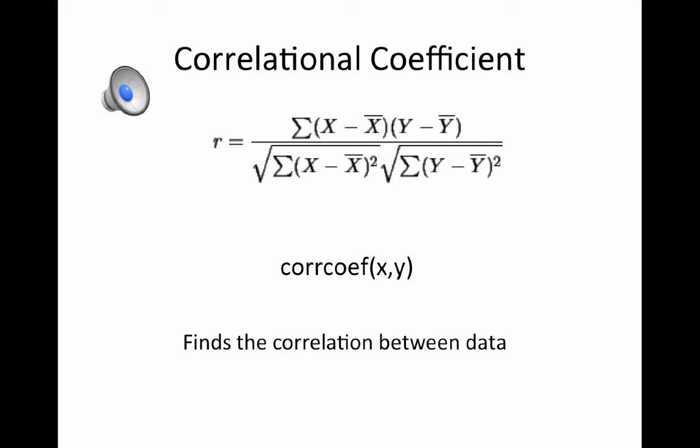Next is the correlation coefficient, which is basically the covariance over the square root of the variance times the variance. The equation is the sum of x sub i minus the mean of x times y sub i minus the mean of y, all over the square root of the sum of x sub i minus the mean of x squared times the square root of the sum of y sub i minus the mean of y squared. In MATLAB, the function is corrcoef, core coef of x comma y, and it finds the correlation between data.